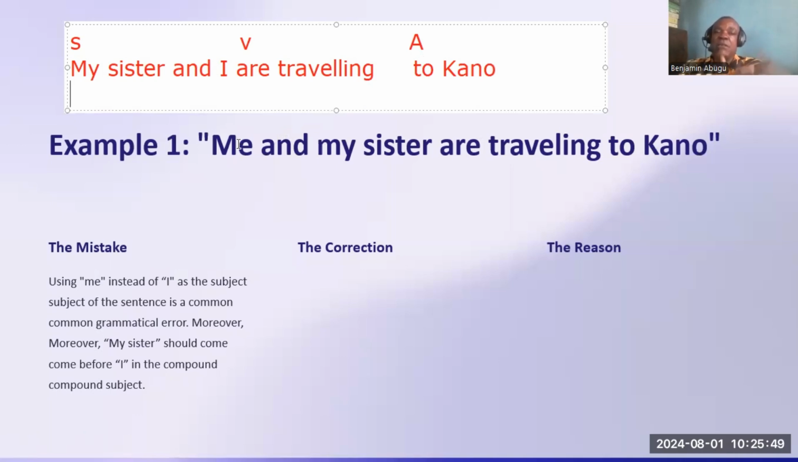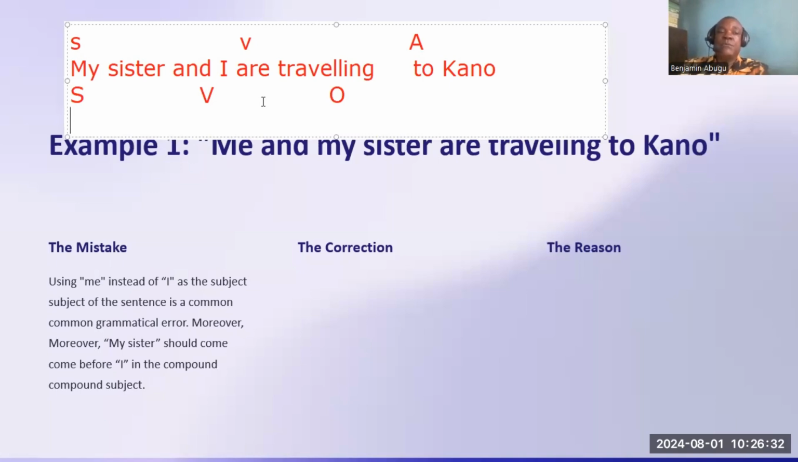Because here you are using the object that should be the receiver of an action in the position of the subject that should be the doer of the action. So that is essentially what is wrong. Now, how can you use me? You can only use me as an object. So where you have SVO, where O is the object, then you can use me.